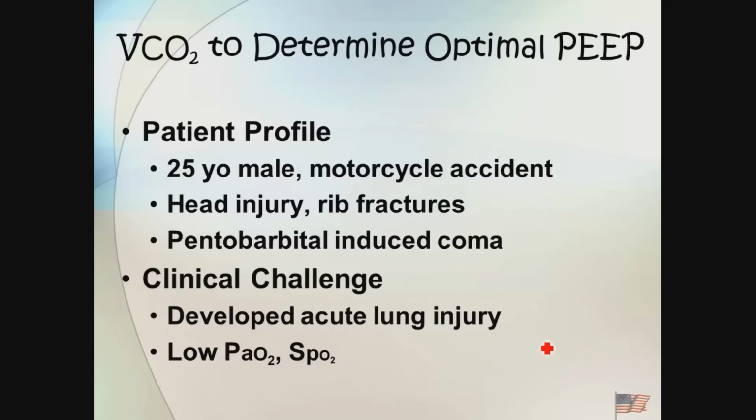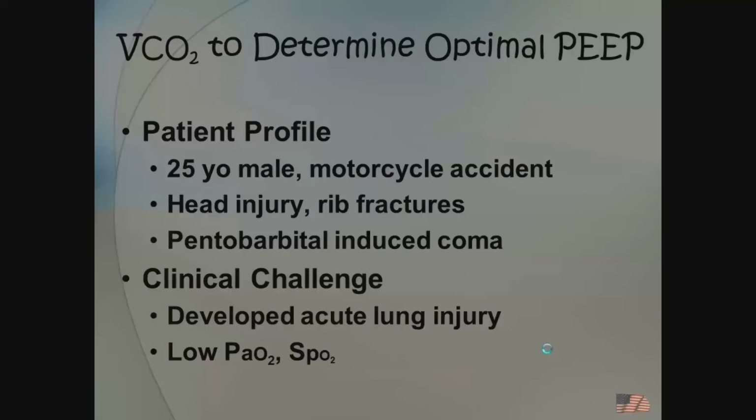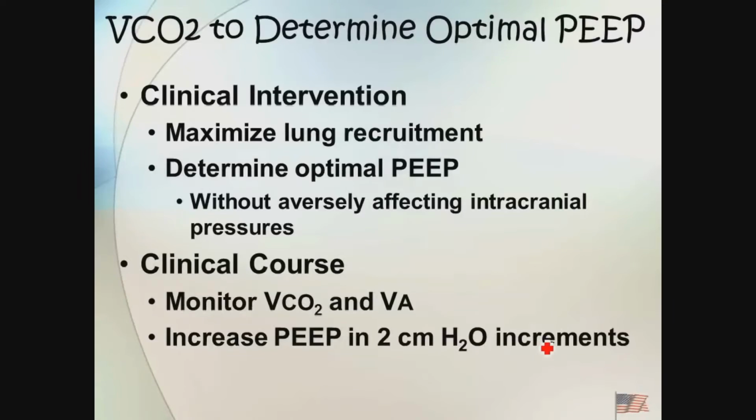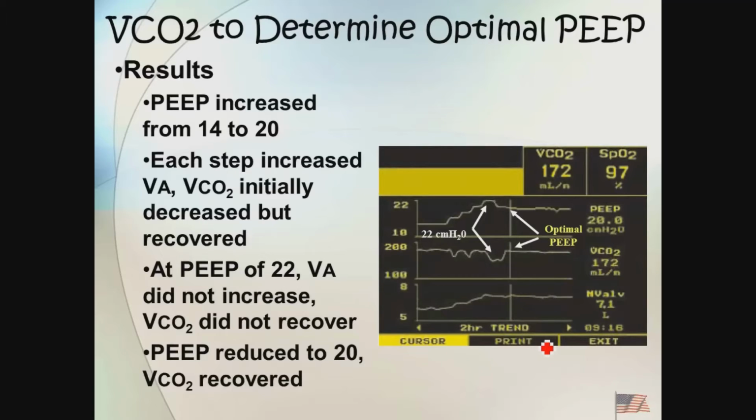Here's another example of using the same kind of thing. Head injury, rib fractures, put into a coma, developed an acute lung injury. They tried to maximize lung recruitment and determine an optimal PEEP, using again the same technology. And you can see this as they go up on the PEEP. This is the first line. They keep seeing a stabilization until they drop off. This means that I'm in a bad spot. Go back to that lower level of PEEP. VCO2 comes back up. Alveolar volume remains stable. I have basically an optimal PEEP utilization as a mechanism.